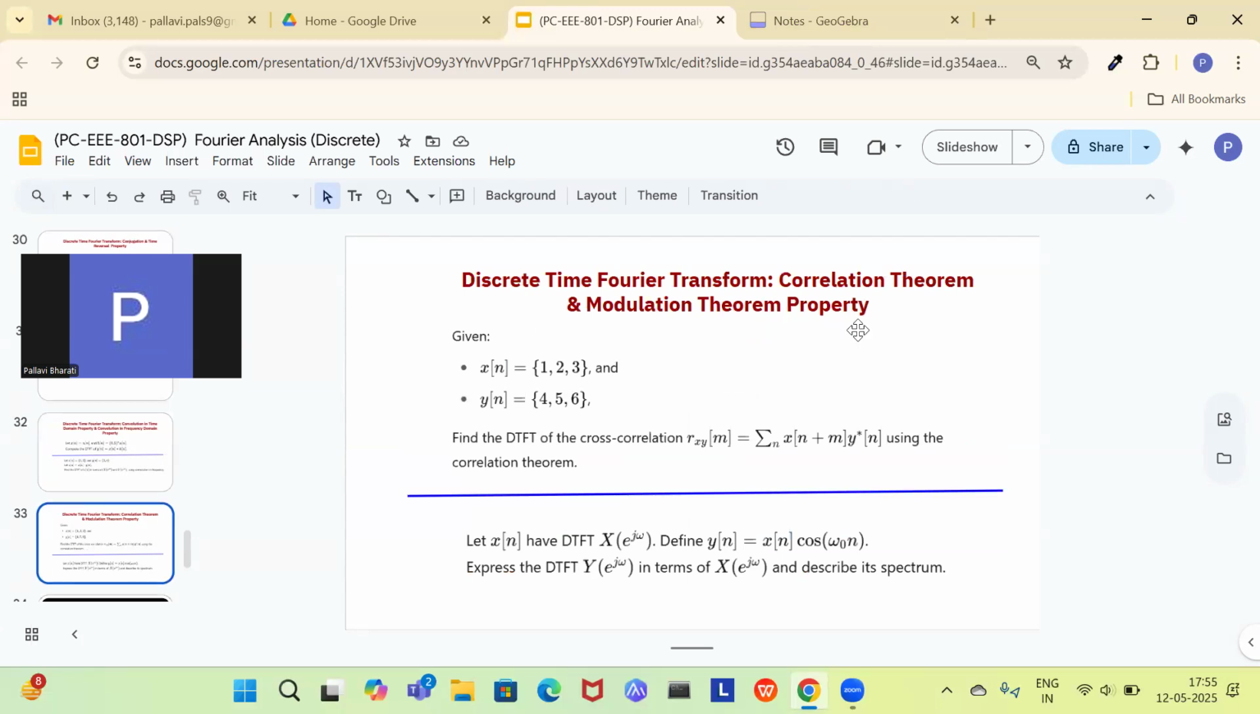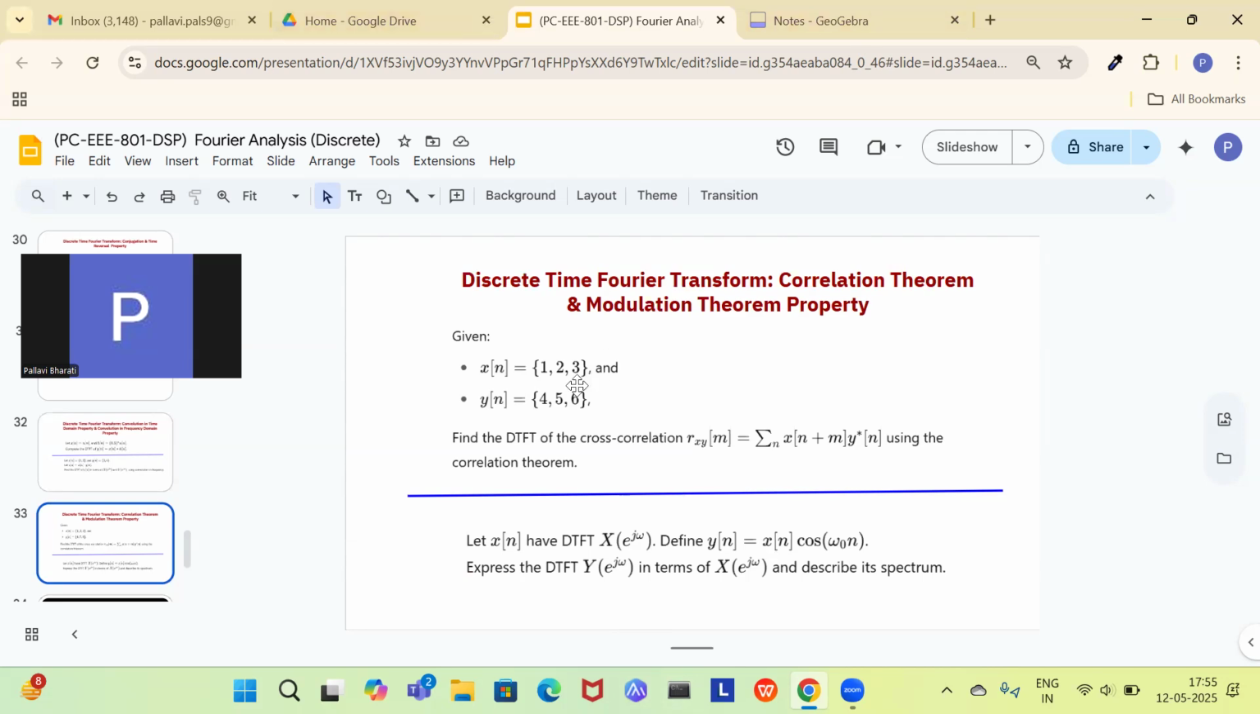Correlation theorem and modulation theorem. So for correlation, the same thing is happening. Correlation means you are finding out how much the two signals match, or how much the two signals are the same. The similarity is measured between the two signals. And in case of convolution, we are measuring the sum of shifted impulses.